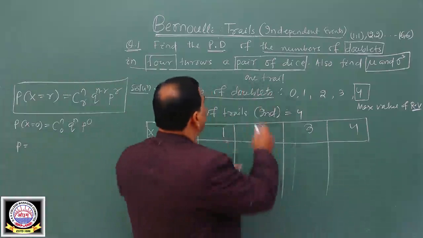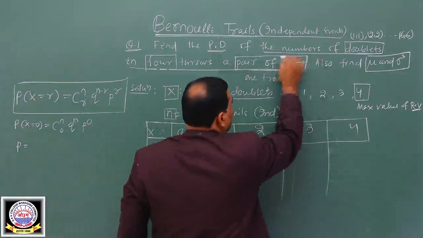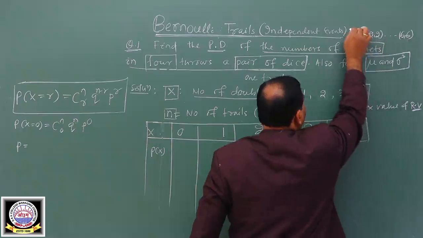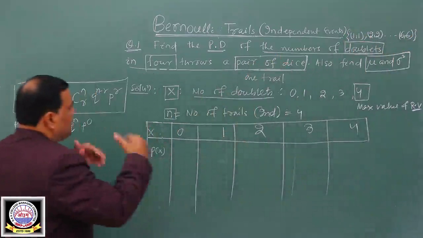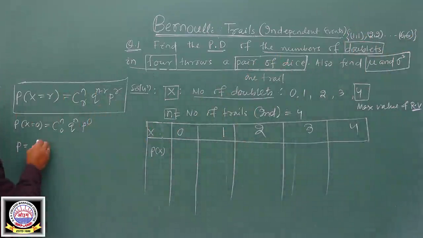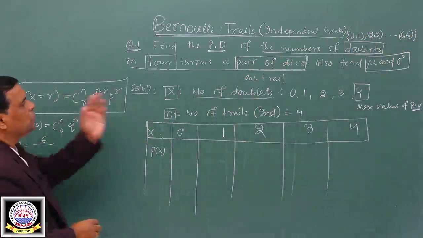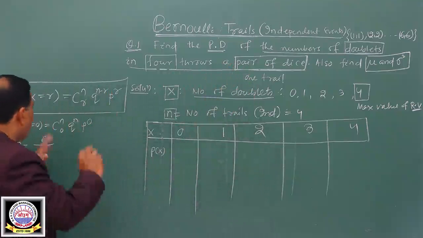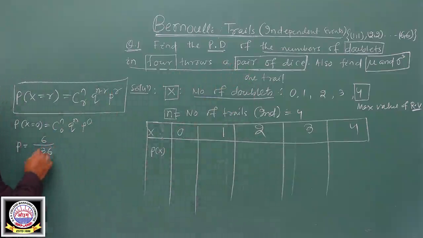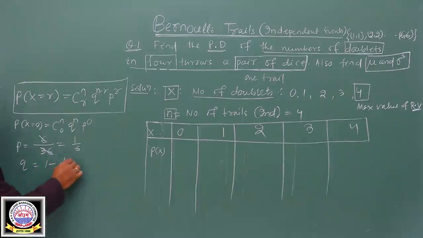In one trial, a pair of dice is thrown, and a doublet will occur. To get doublets in one pair, how many do we get? 6 are there: 1,1; 2,2; 3,3; 4,4; 5,5; 6,6. There are 6 out of 36, so I got 1 by 6. And q, you know, is 1 minus 1 by 6, that is equal to 5 by 6.